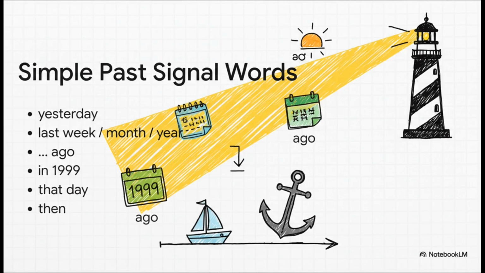When you see words like yesterday, last week, 5 minutes ago, or a specific year like in 2010, your brain should immediately think, this is a specific, finished time. It just locks that action into the past.